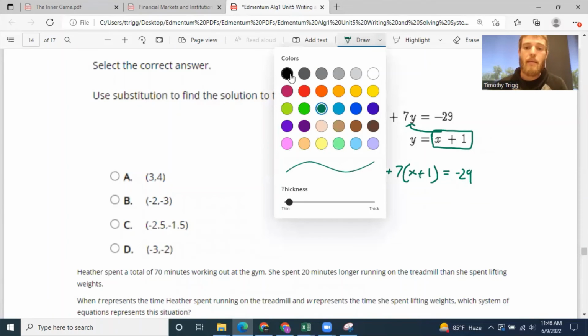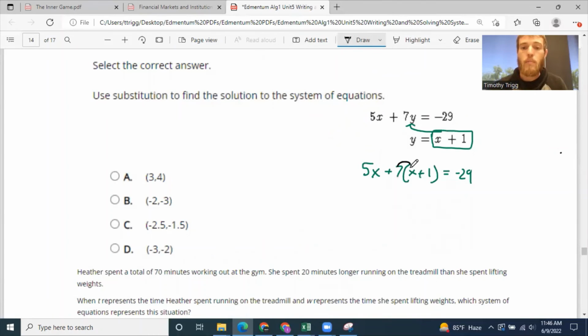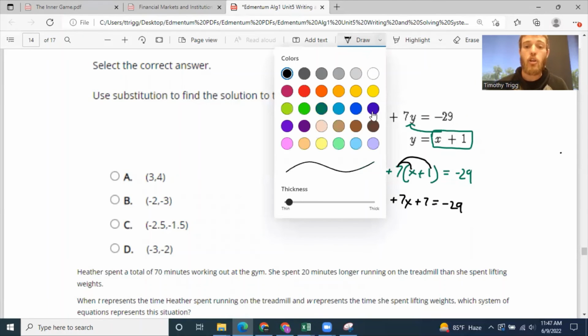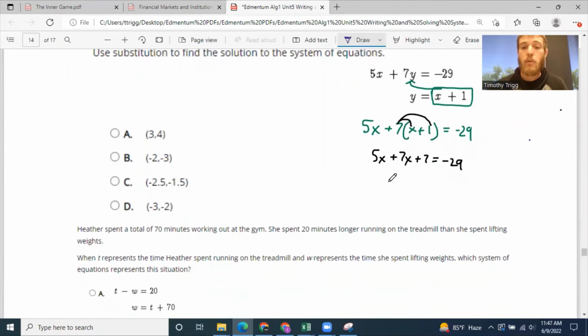What would be my next step here? Well, I would distribute this 7 into this parentheses, giving us 5x plus 7x plus 7 is negative 29. I can combine like terms there on the left. 5x plus 7x is 12x. So we have 12x plus 7 equals negative 29.